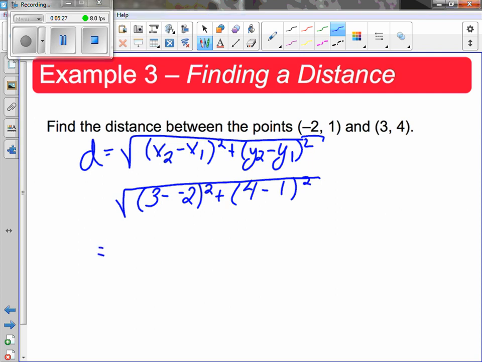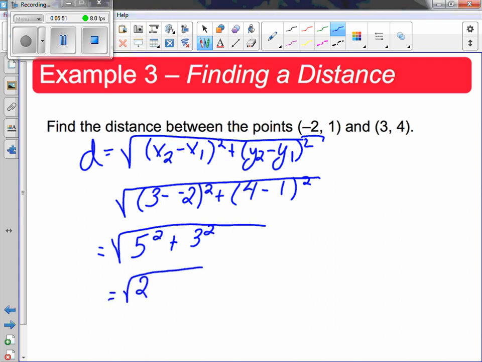Now at this point, you can plug the whole thing into the calculator and it will give you the answer. Or we can solve it by hand. If we solve it by hand, we would do 3 minus negative 2. Well, that's the same as 3 plus 2, which gives me 5. 4 minus 1 is 3. That equals the square root of 34.